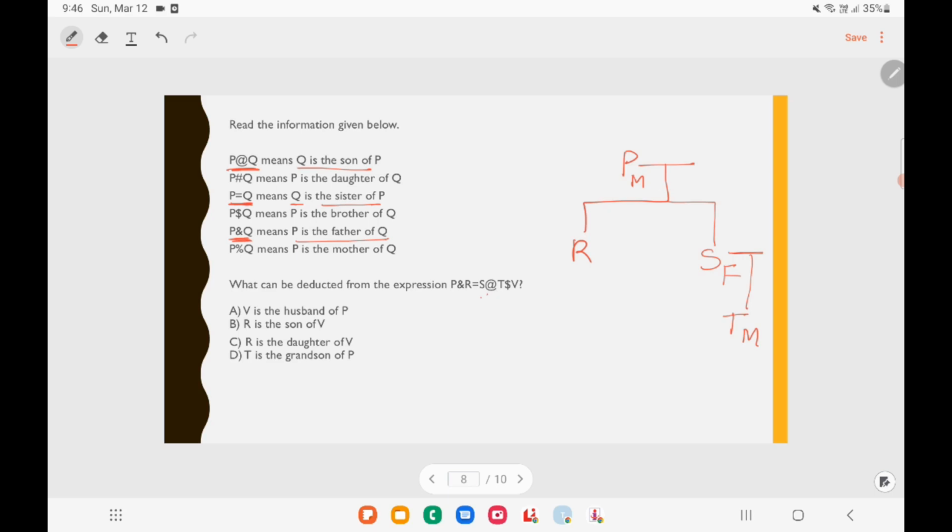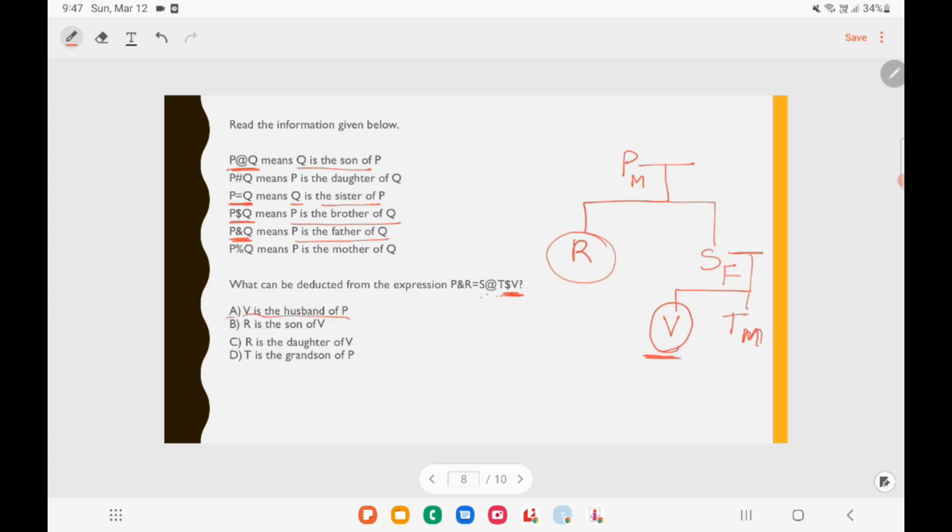Now T $V. Here P $Q means P is the brother of Q. So T $V means T is the brother of V. So T is a male. So we don't know the genders of V and R. That we don't know. Now what can be deducted? Option A: V is the husband of P.